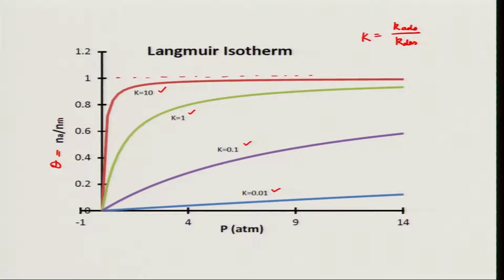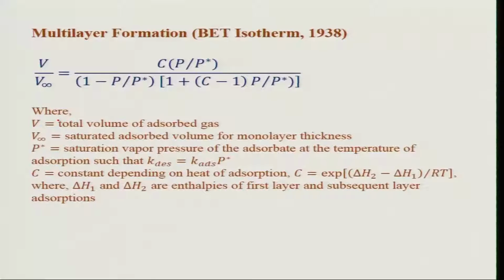But since we are not forming only a monolayer, and monolayer formation is just the beginning of the thin film deposition process, we will be forming multilayers. So, there is another isotherm called the BET isotherm, and BET stands for the initials of 3 scientists, Brunauer, Emmett and Teller, who gave this isotherm.